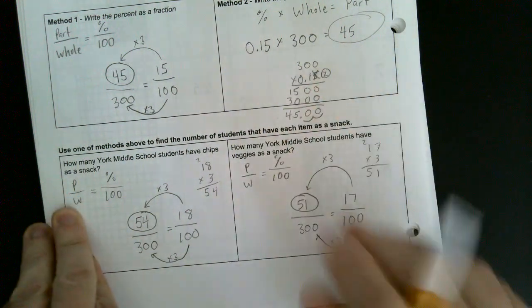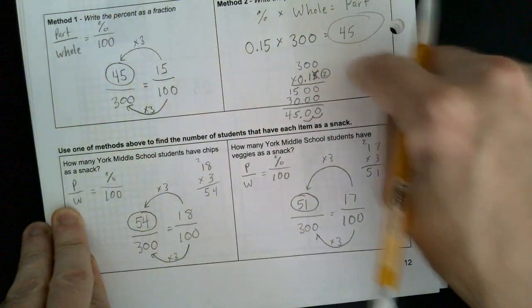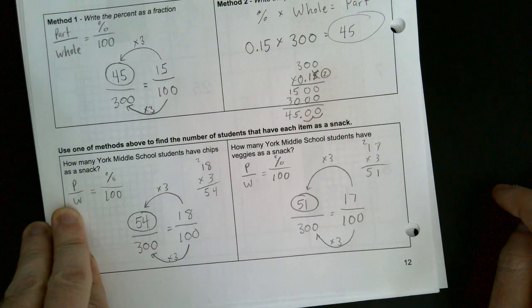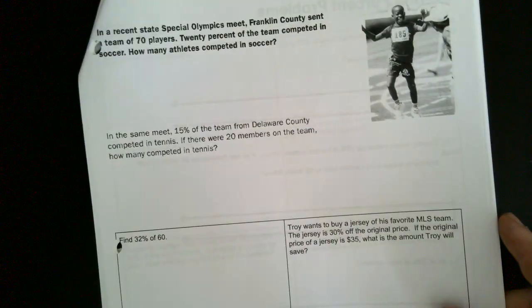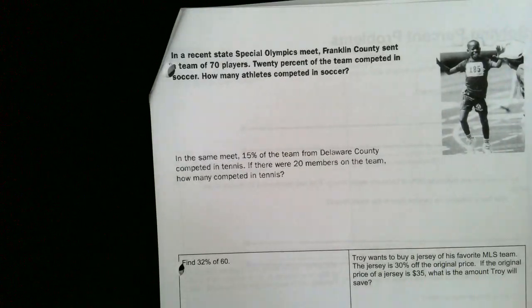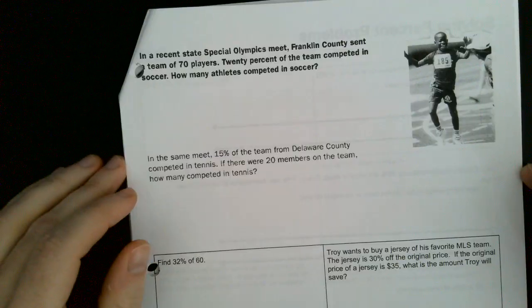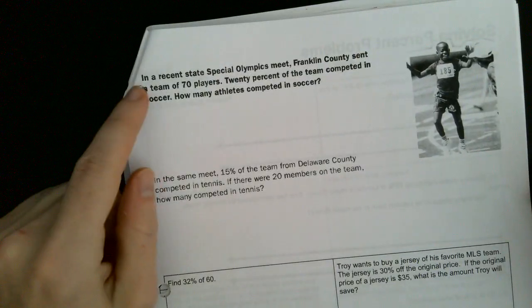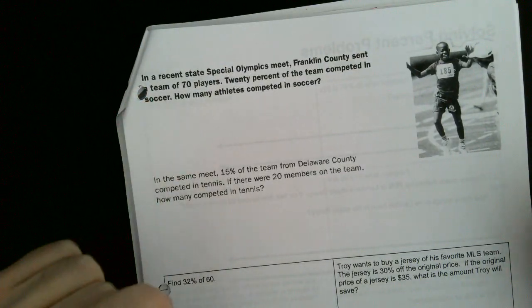All right, so we're going to try a couple more problems using this method, and then we're going to try some using the other method, method 2, just because it'd be nice to be familiar with both. But the percent proportion, we're going to use more so in the unit than method 2. This one says, in a recent state Special Olympics meet, Franklin County sent a team of 70 players. 20% of the team competed in soccer. How many athletes competed in soccer?